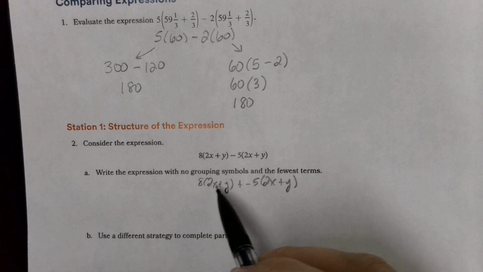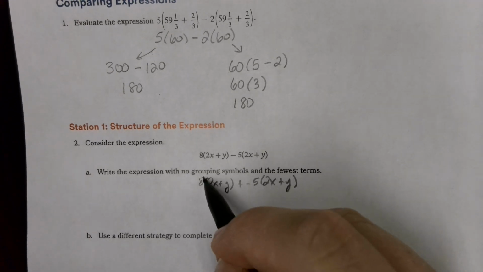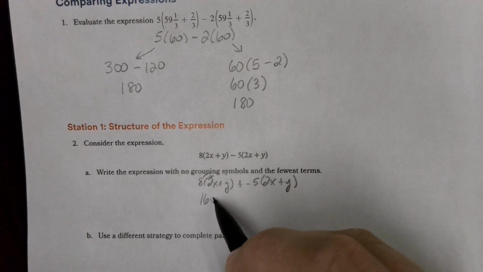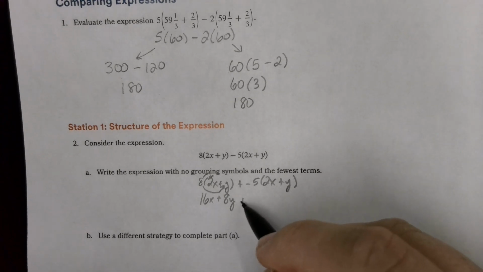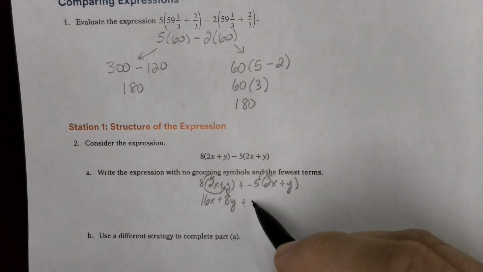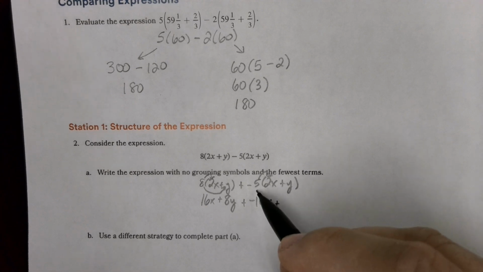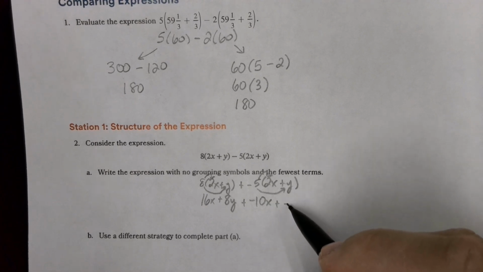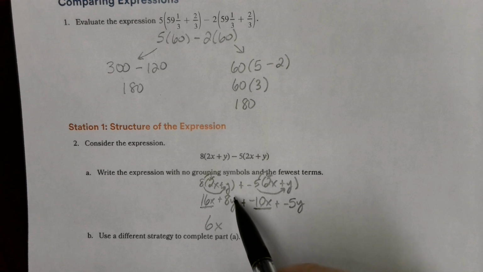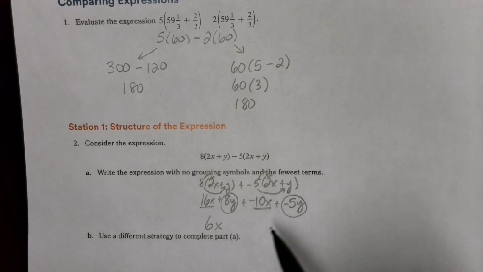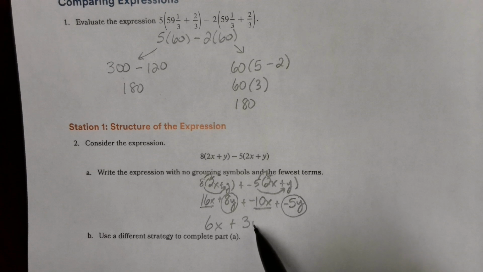Next, what the parentheses tell us is we need to multiply. So I have 8 times 2x, 16x, plus 8 times y, 8y, plus negative 5 times 2x, negative 10x, plus negative 5 times y, negative 5y. At this point, we're going to combine our like terms. 16x plus negative 10x is a positive 6x. 8y plus negative 5y is a positive 3y.